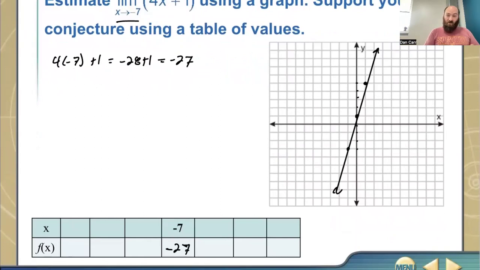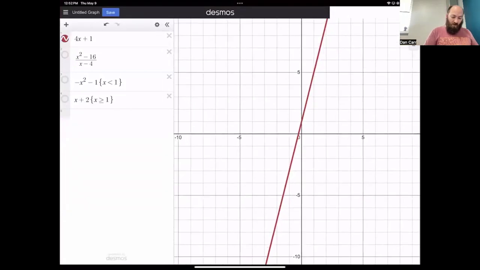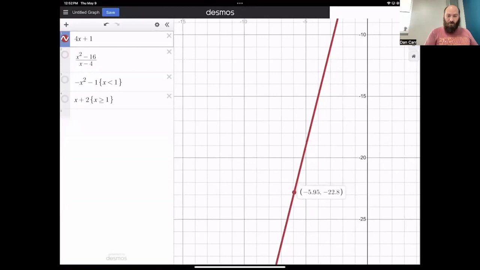To help demonstrate this a little further, I'm going to go to Desmos just so we can see this as well. So here's my graph of that one. If I go to -7, it's going to be way down here. You can kind of see what's happening. This is actually a good demonstration. From the right side of this graph, I get closer and closer and closer to -7. Look at what happens to my y values. Okay, it's getting closer to some number.